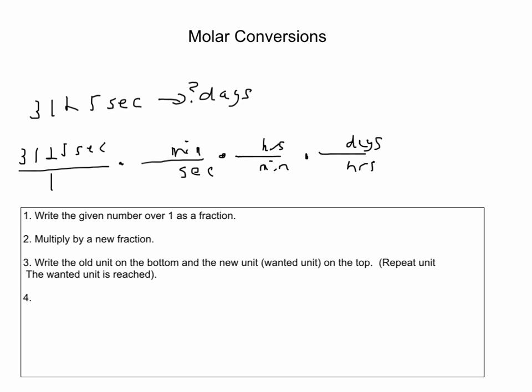The fourth step is to check that the units cancel correctly. So let's go. This is how we check our work. So we see, well, we have seconds on top of seconds. So if you have the same unit on the top and on the bottom, they cancel. We have minutes over minutes. We have hours over hours. And the only thing that doesn't cancel is days. And that is the unit we are looking for. So we know we are good with how we set up our problem.